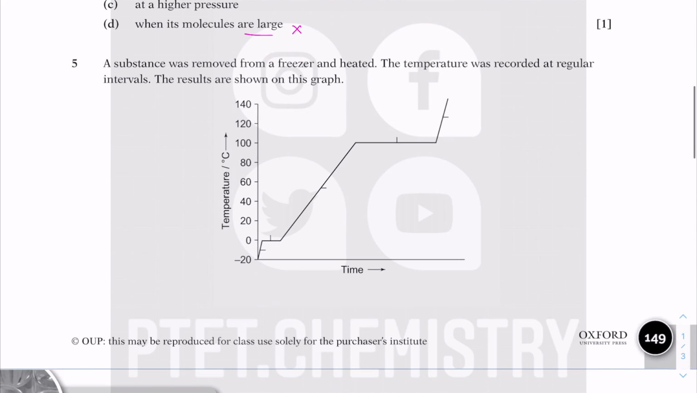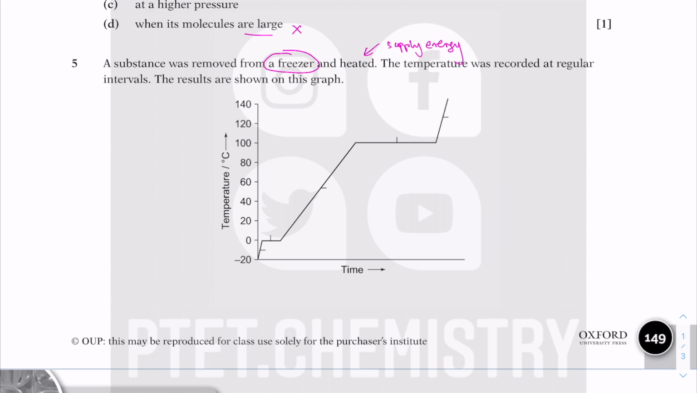Question 5, a substance was removed from a freezer. So a freezer freezes something, so this is a solid there. And then you heat it up, so you supply energy. So you need to supply energy there.